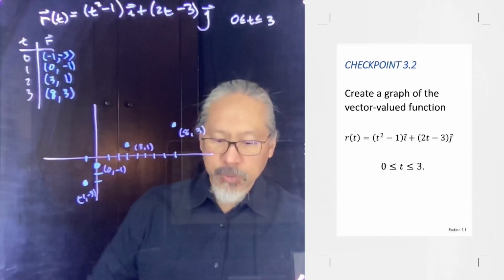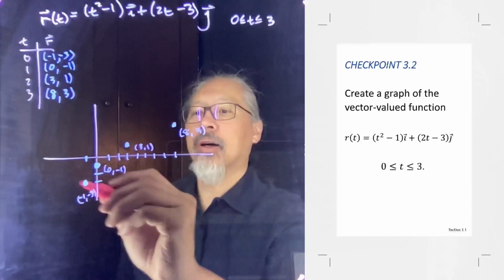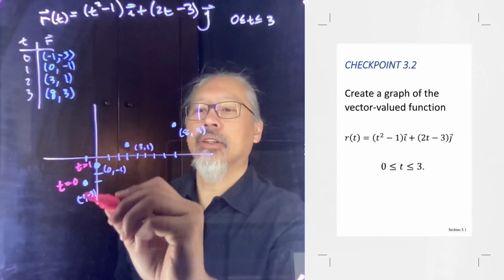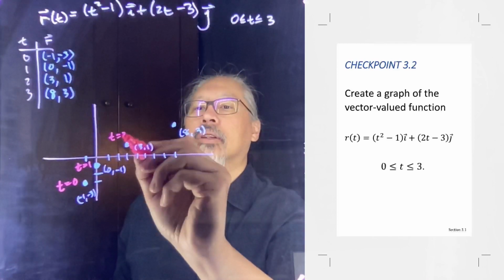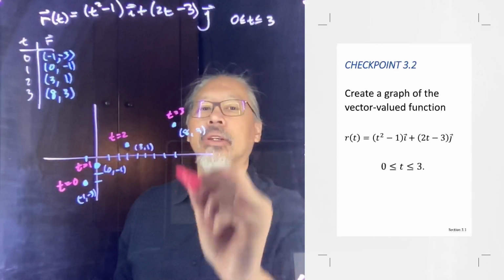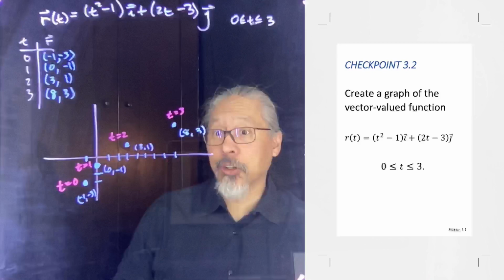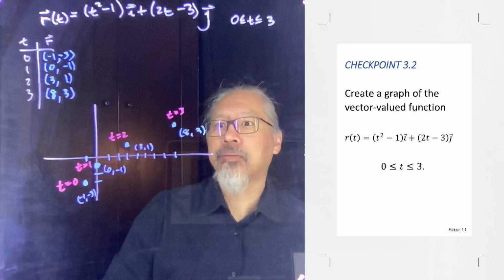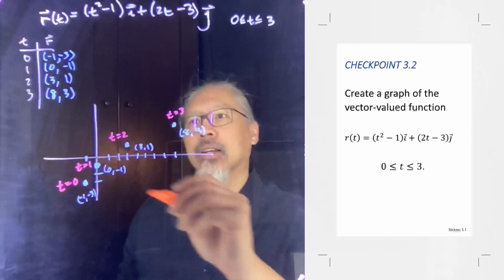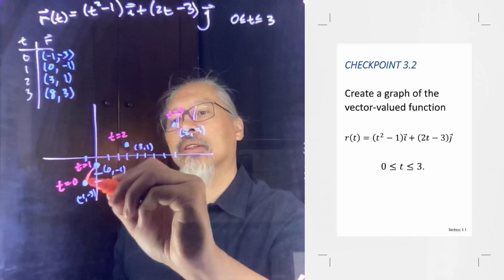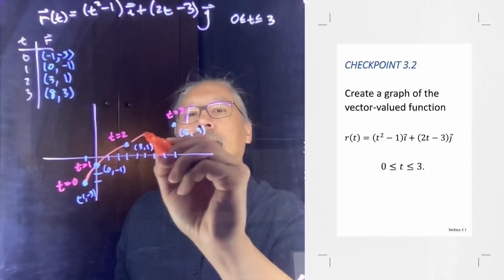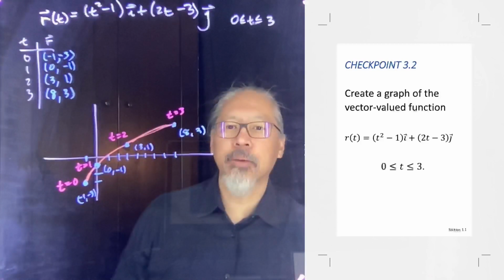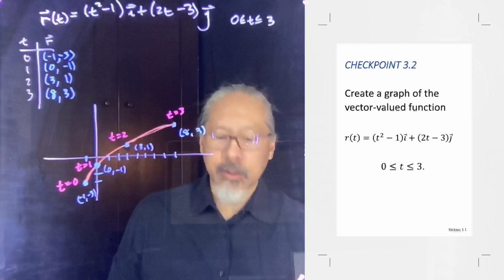And what I like to do sometimes is to be specific about what t values got us there. So we can label t is equal to 0, t is equal to 1, t is equal to 2, t is equal to 3. Those are the t values that correspond to these particular points. And then let's draw the graph. It doesn't look like a straight line. It looks like it's going to curve as a parabola. So it looks like it's going to be a piece of a parabola, and that's it.